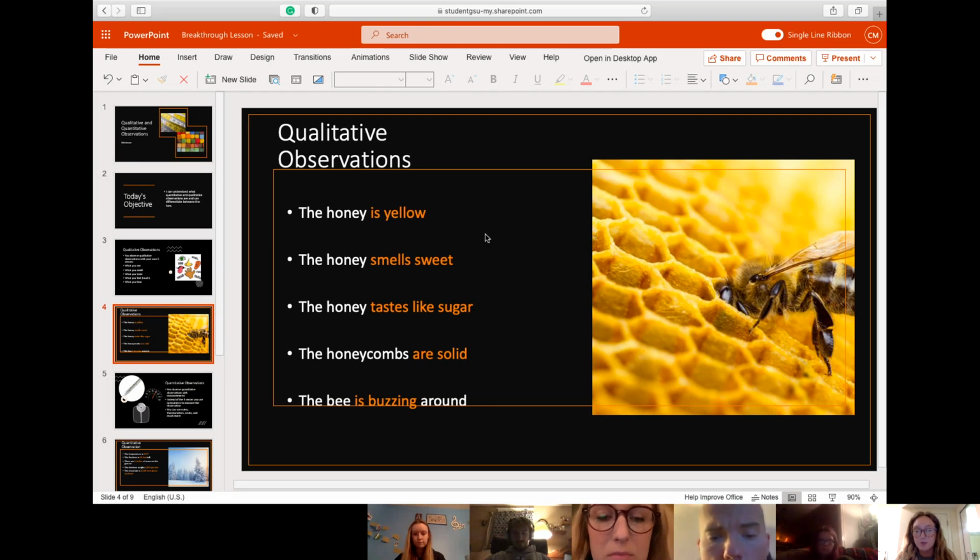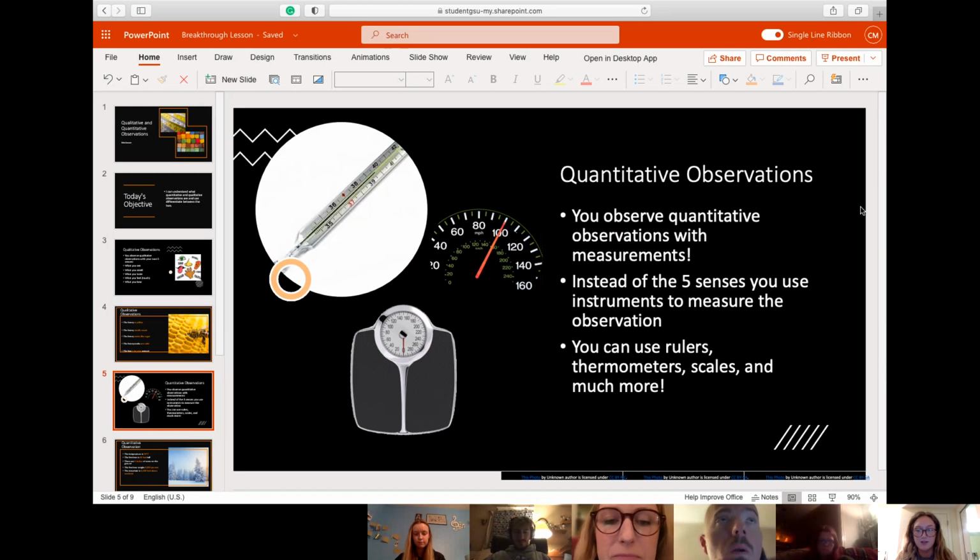The honey smells sweet, so we'll use our nose to smell what it smells like. The honey tastes like sugar, so we'd be utilizing our taste sense in that one. The honeycombs are solid, so we're using our touch to feel what the honeycombs feel like. And the bee is buzzing around. What sense would that be? Does anyone know? Your sound, your hearing. Yes, hearing. Awesome.